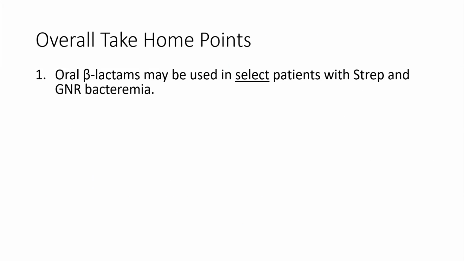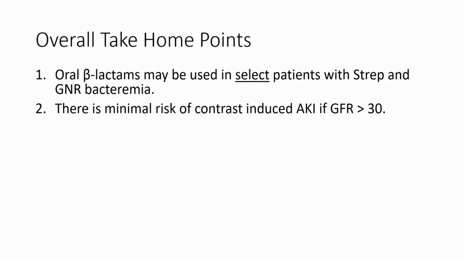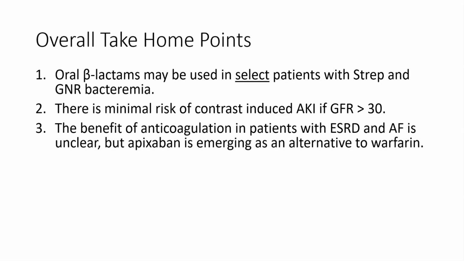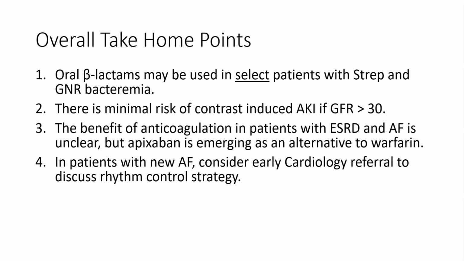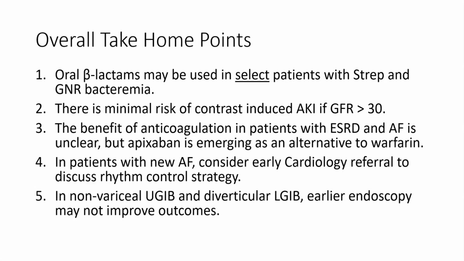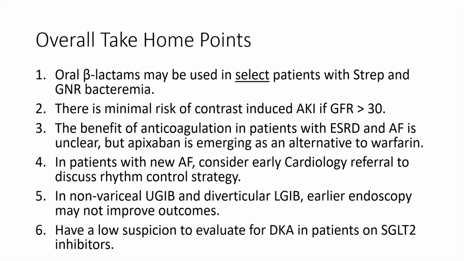So the overall take-home points here: oral beta-lactams can be used in select patients with strep and GNR bacteremia. There is minimal risk of contrast-induced AKI if your GFR is greater than 30. The benefit of anticoagulation in patients with end-stage renal disease and AFib is unclear, but Apixaban is emerging as an alternative to Warfarin. And in patients with new AFib, consider an early cardiology referral or consult to discuss a rhythm control strategy. In non-variceal upper GI bleeds and diverticular lower GI bleeds, earlier endoscopy may not improve outcomes. And this is the last one that we didn't get to talk about, but have a low suspicion to evaluate for DKA in patients on SGLT2 inhibitors.